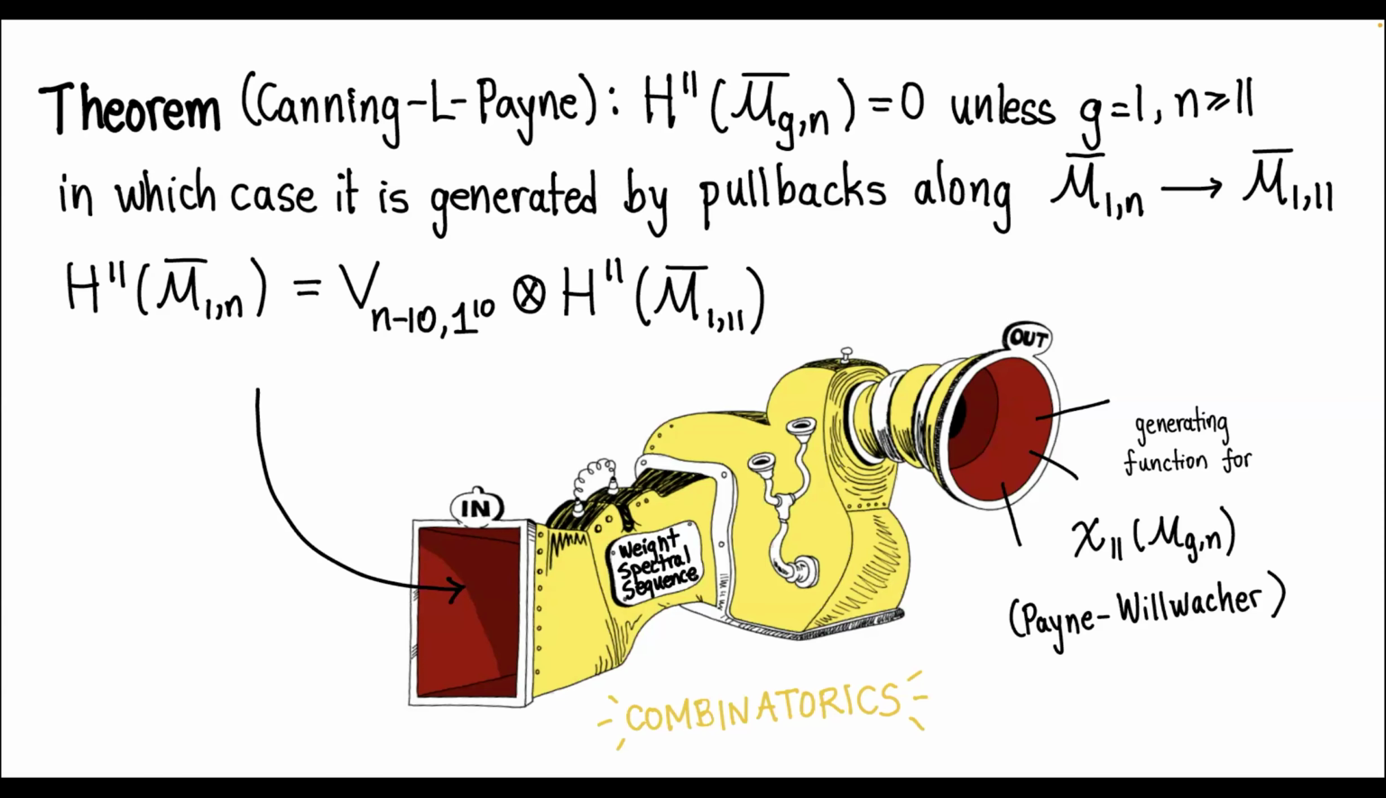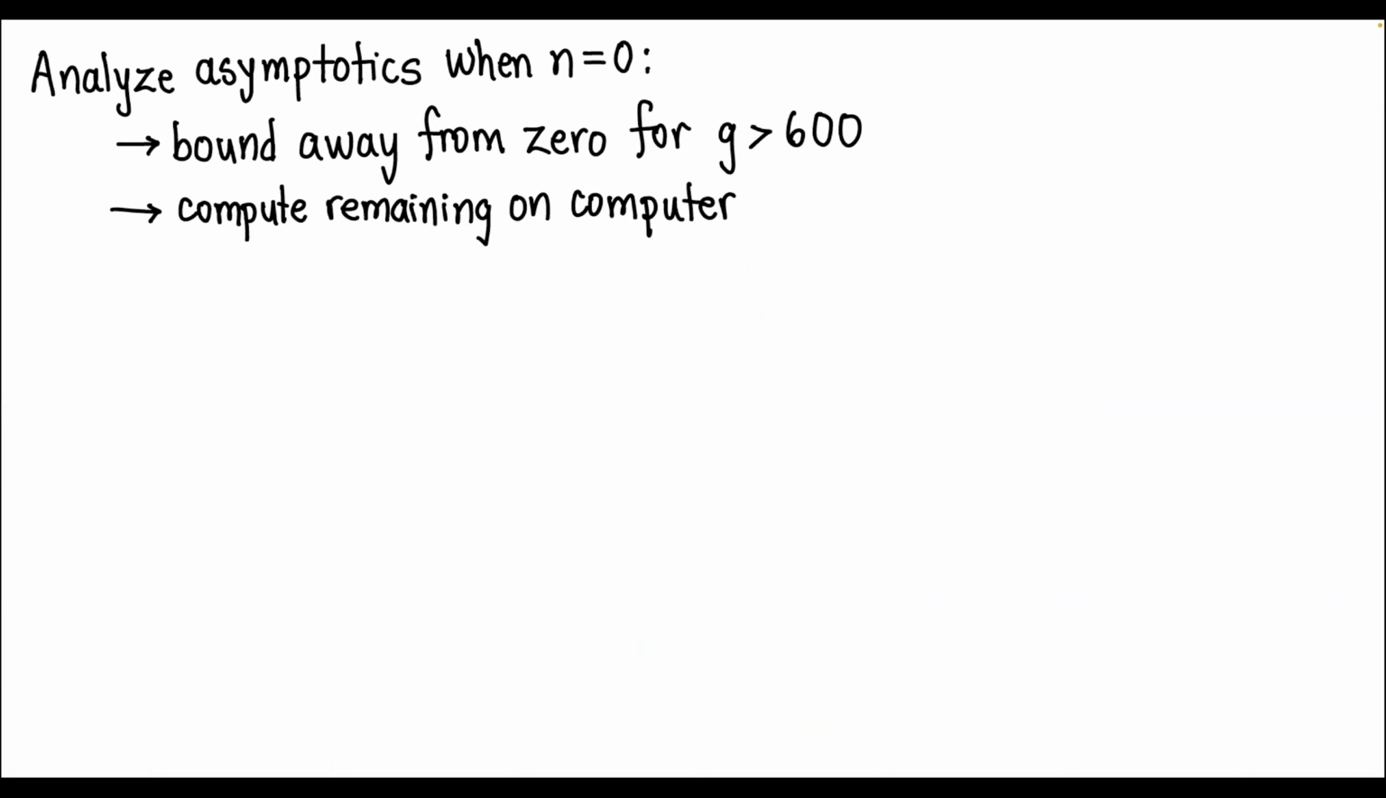Yes. Well, let me just go on to the next slide then and say that we were able to analyze the asymptotics of this generating function quite explicitly. We sort of know its exact growth rate. And I'm not going to be able to tell it to you off the top of my head, but we know very well how it grows. And so we were able to bound it away from 0 once the genus is larger than 600, and then we explicitly compute the remaining cases on a computer.